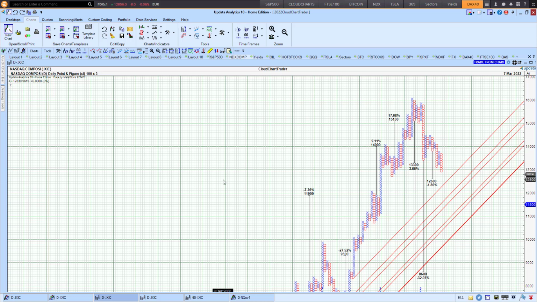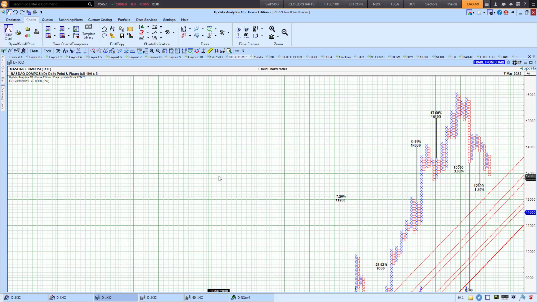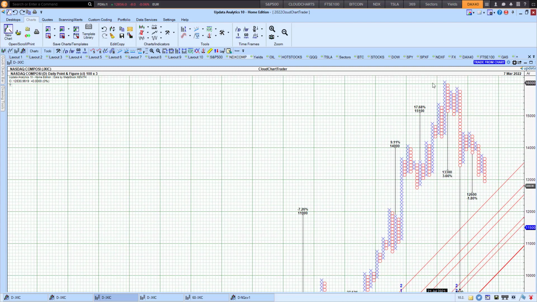Richard here doing a quick point-to-figure chart review of the Nasdaq Composite. A roaring bear market going on at the moment. And the Nasdaq's been taking out those downside point-to-figure chart targets. We can see after this really huge reversal at the top here, we activated the 13,300 downside target.